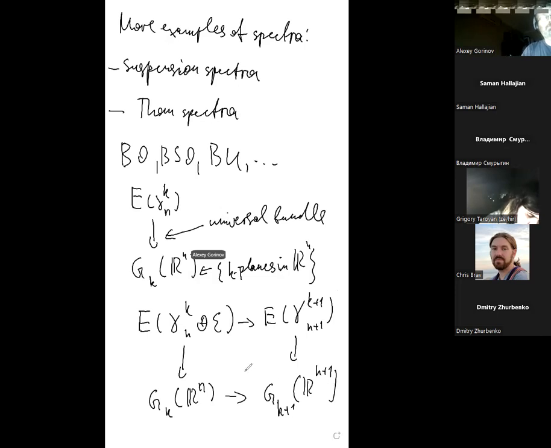Does this diagram make sense? Again, if it doesn't, please protest. Otherwise, there is no way for me to know that it doesn't.